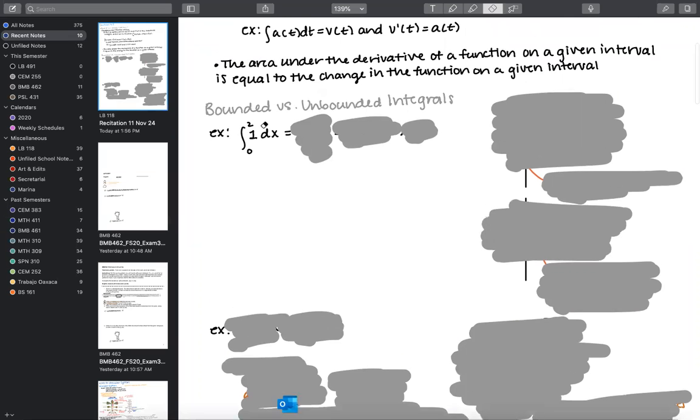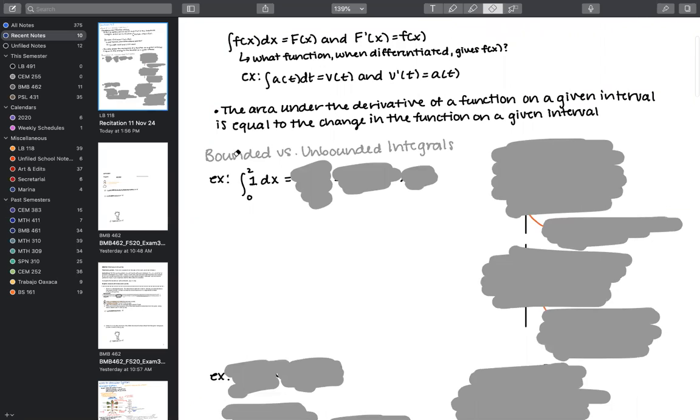Okay. So bounded versus unbounded integrals. Our first example here is a bounded integral. I started with probably the simplest function I could ask you guys to integrate. So I'll remind you that when you are asked to evaluate an integral equation, what's really being asked of you is what function, when differentiated, gives f of x being the derivative here. So whatever's in the integral is a derivative. Whatever function, whatever constant is here is the derivative of something. And so what we want to do is find that something.